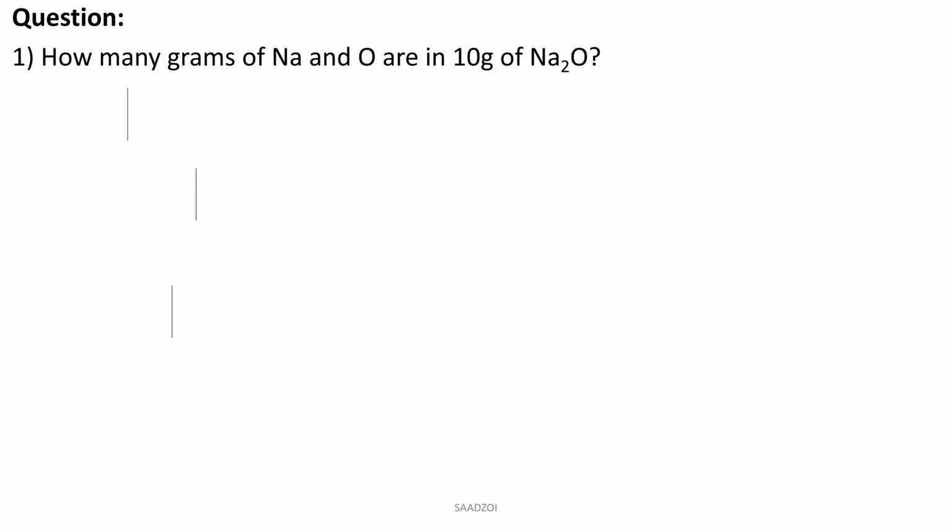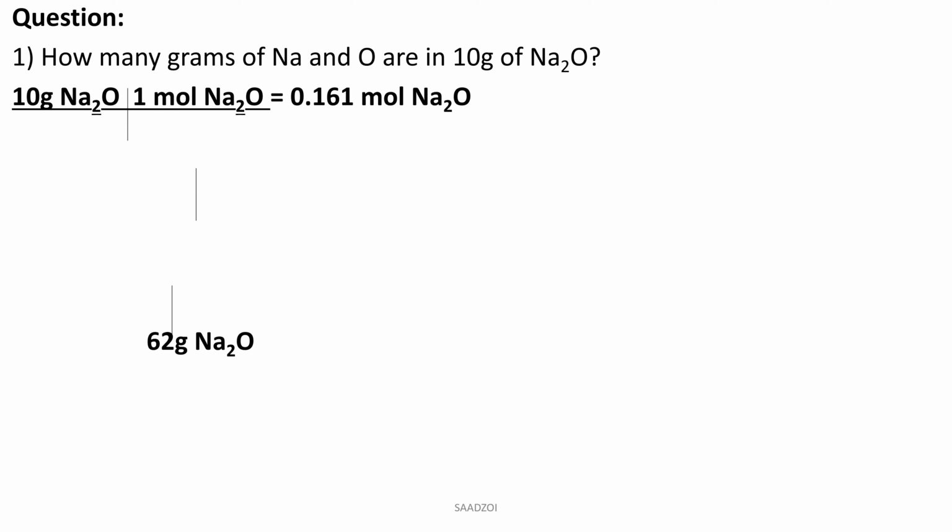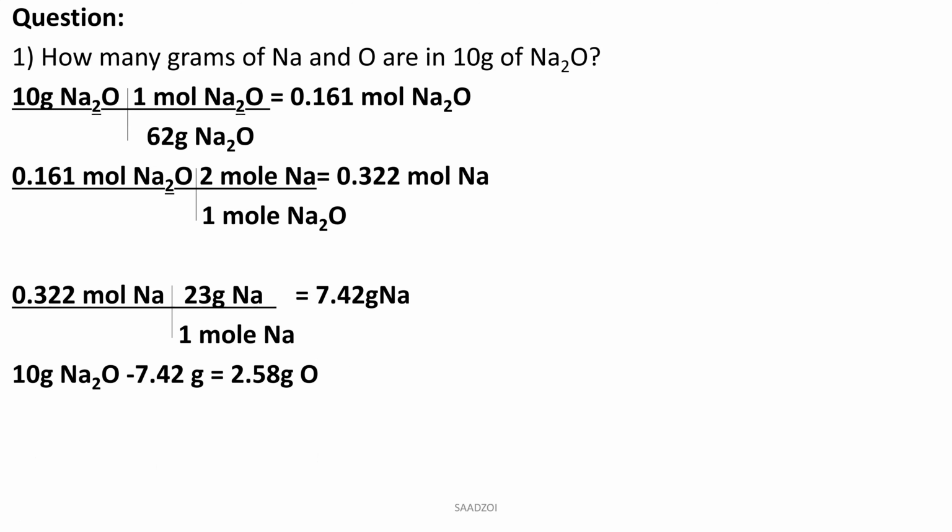All right, how many grams of Na and O are in 10 grams of Na2O? First thing we're going to do, go to moles, right? 0.161 moles of Na2O. Then we're going to go from the moles of Na2O to moles of Na. So a 2-to-1 ratio, and that's because there's a 2 right there. So there's our moles of Na. Then we're going to go from moles of Na to grams of Na. The way we do that, multiply by the molar mass. So now we have grams of Na, 7.42 grams.